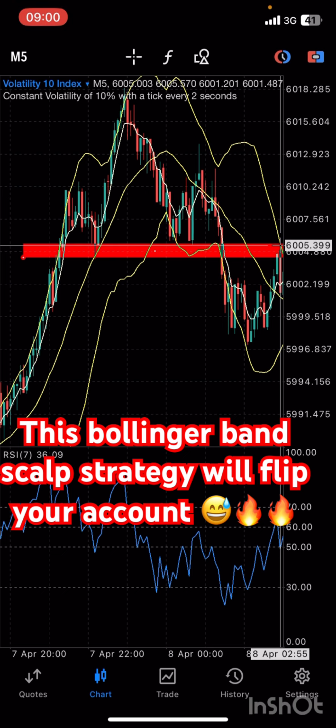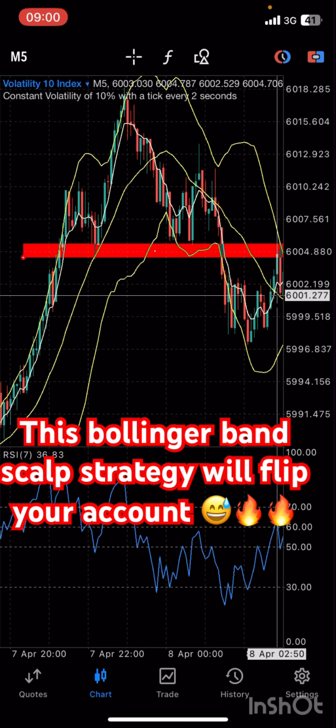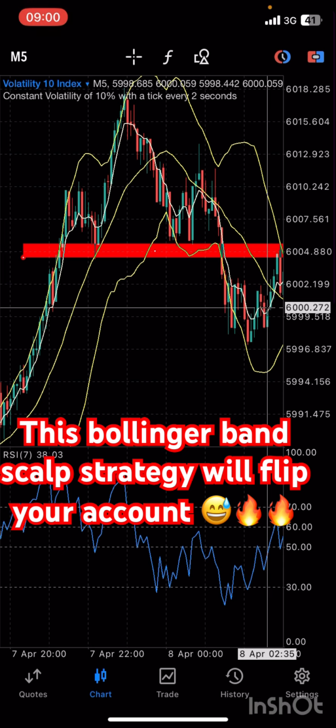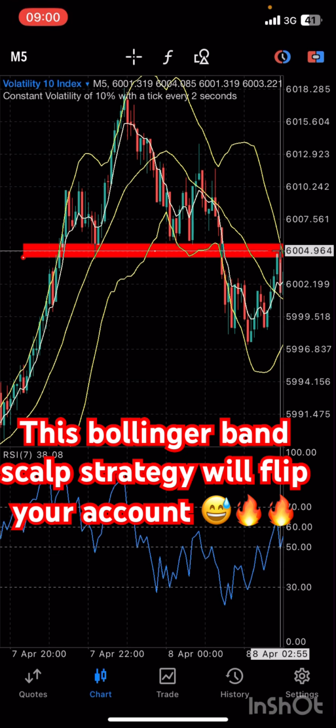So what do we do? The moment a red candle closes below our moving average line, remember the moving average is this white line, so the moment we have a sell candle that closes below this moving average, we will take a sell, and we will sell to the bottom of the Bollinger Band, however long or short that place is.